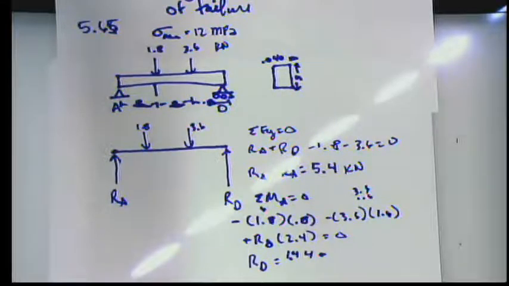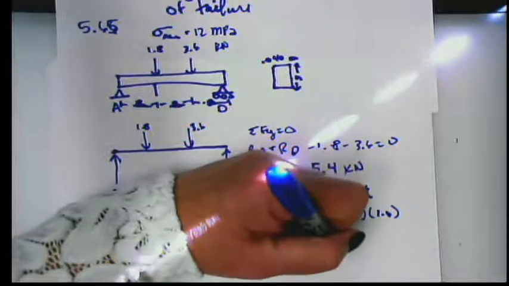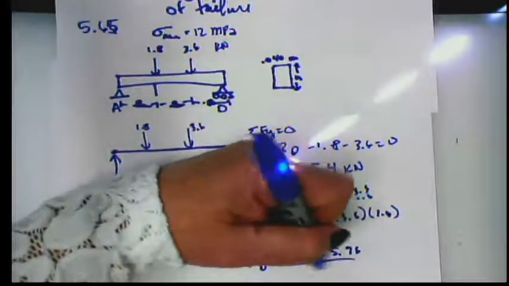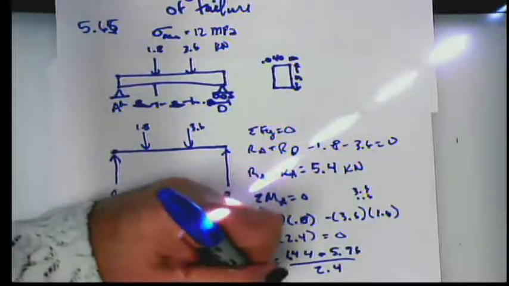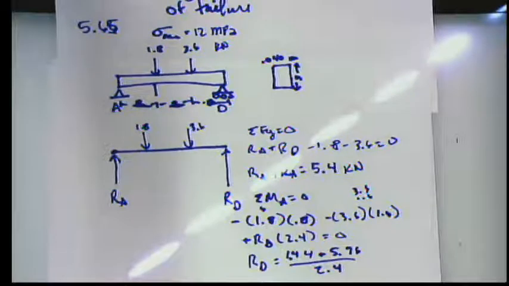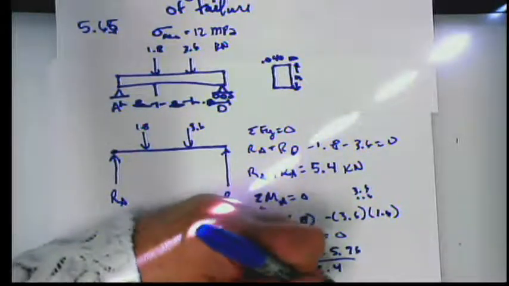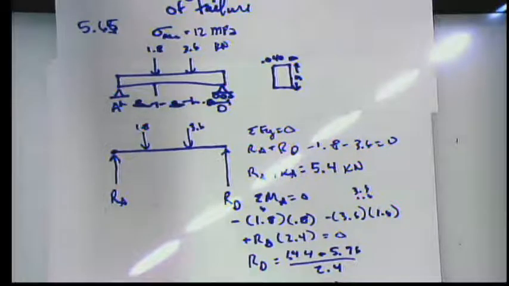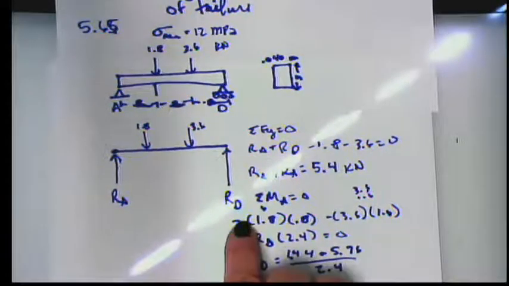3.6 times 1.6 is 5.76. Equals RD times 2.4, or I can divide that by 2.4 to get the value of RD. So I take 1.44 and add it to 5.76, divide it by 2.4, and I get a value of 3. So the reaction at D is 3. I've been consistent, loads in kilonewtons, distances in meters, so it's 3 kilonewtons.